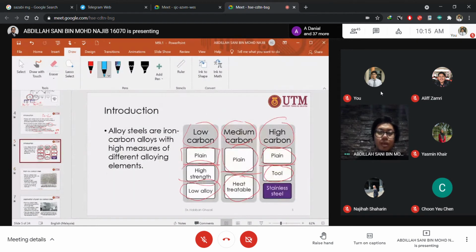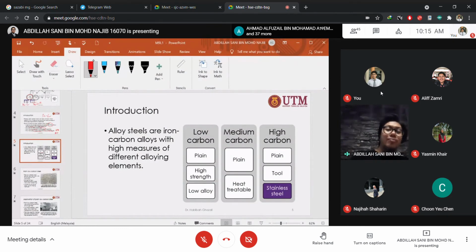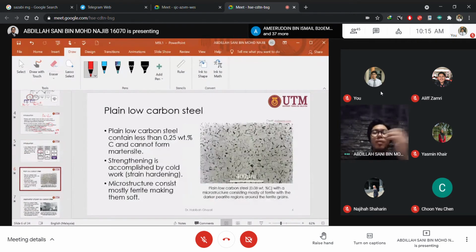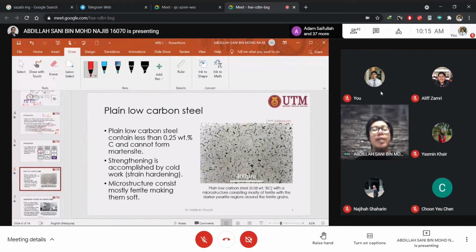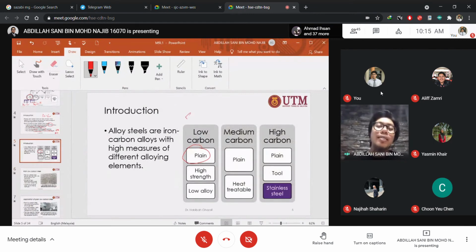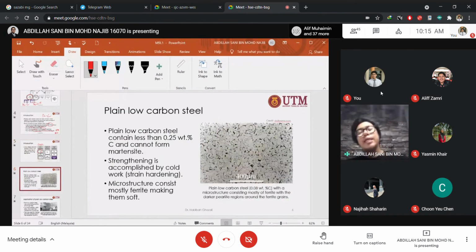The first steel that we are looking at is the plain carbon steel, plain low carbon steel. Plain low carbon steel contains less than 0.25 weight percent carbon and cannot form martensite. Why? Because the carbon is too little.